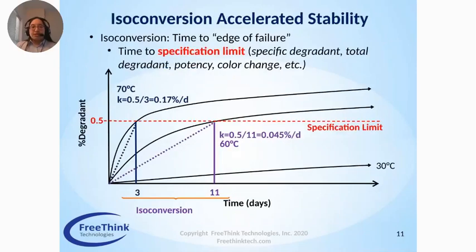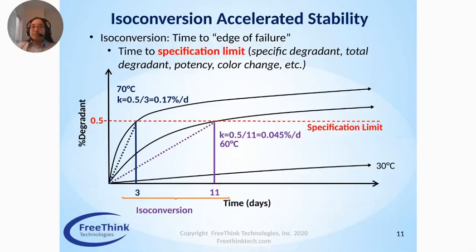So what the isoconversion approach is, isoconversion is the time to the edge of failure. So this is measuring as accurately as possible the time to reach the specification limit, whatever the specification limit might be. So growth of a specific degradant, total degradant, loss of potency, and so on. So here you can see we're looking at the same kinetic forms.